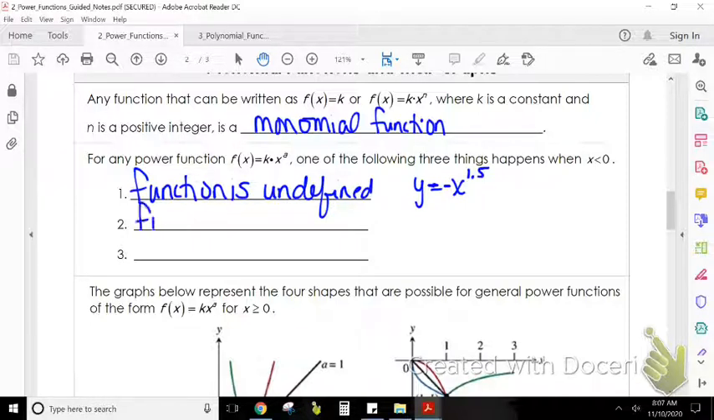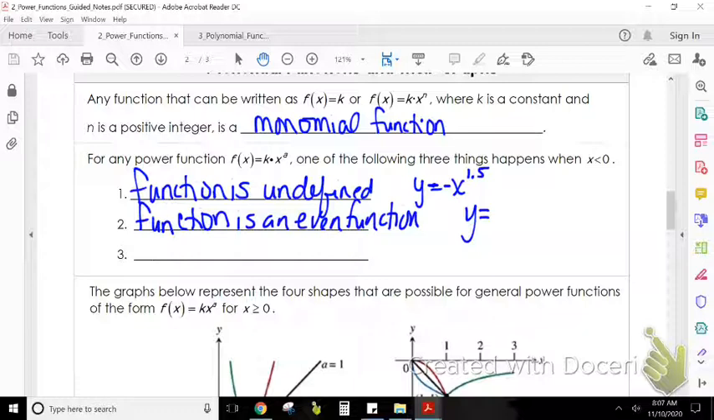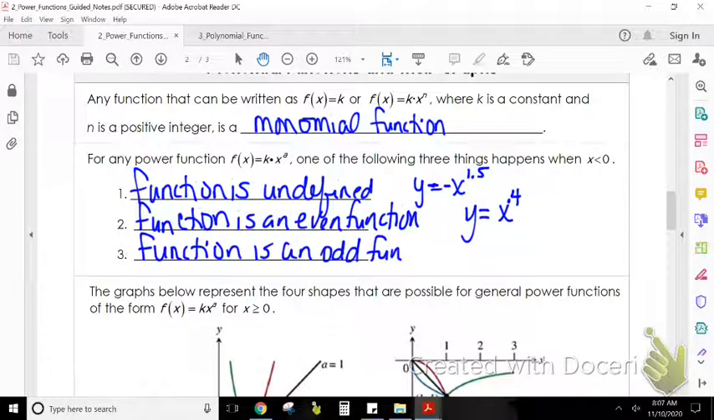Second, our function is an even function. So that's y equals x to the 0.4. Third, the function is an odd function. An example of that would be y equals 2x to the negative 3.